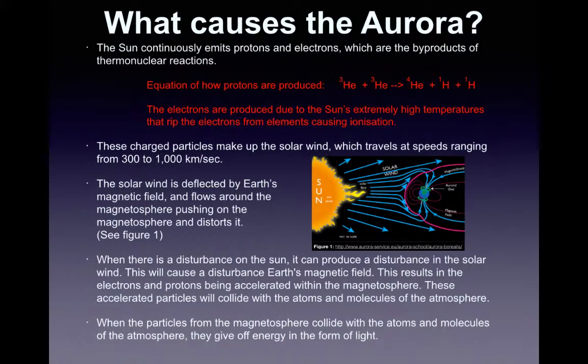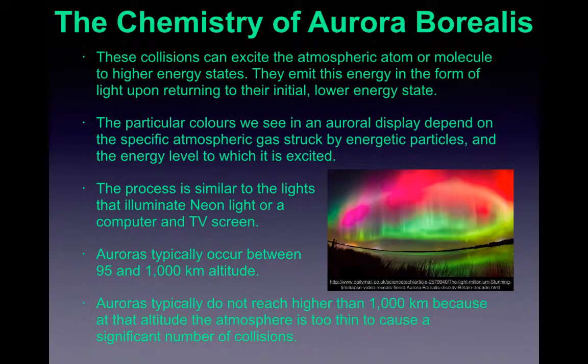When there is a disturbance on the Sun, such as a solar flare, it can produce a disturbance in the solar wind. This in turn will cause a disturbance in the balance between the solar wind and the Earth's magnetic field, and as a result, electrons and protons are accelerated within the magnetosphere. The high-energy accelerated electrons and protons travelling down Earth's magnetic field lines collide with the upper atmosphere.